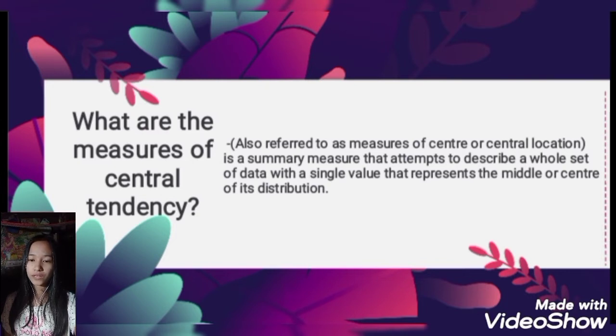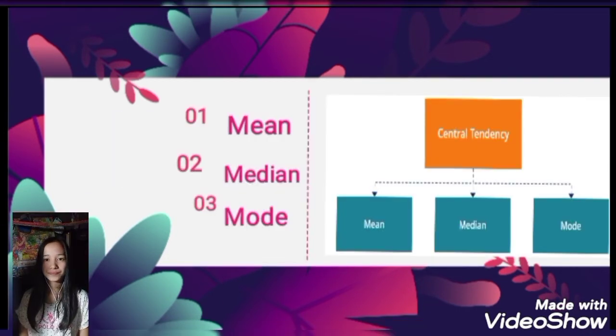What are the measures of central tendency? Also referred to as the measure of center or central location, it is a summary measure that attempts to describe a whole set of data with a single value that represents the middle or center of its distribution. There are three main measures of central tendency: the mode, the median, and the mean. Each of these measures describes a different indication of the typical central value in the distribution.